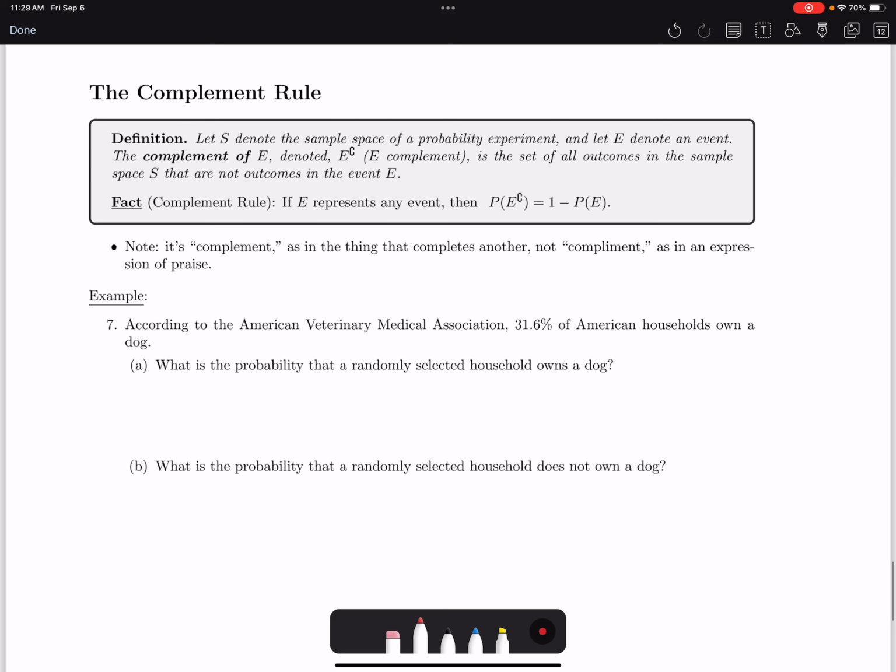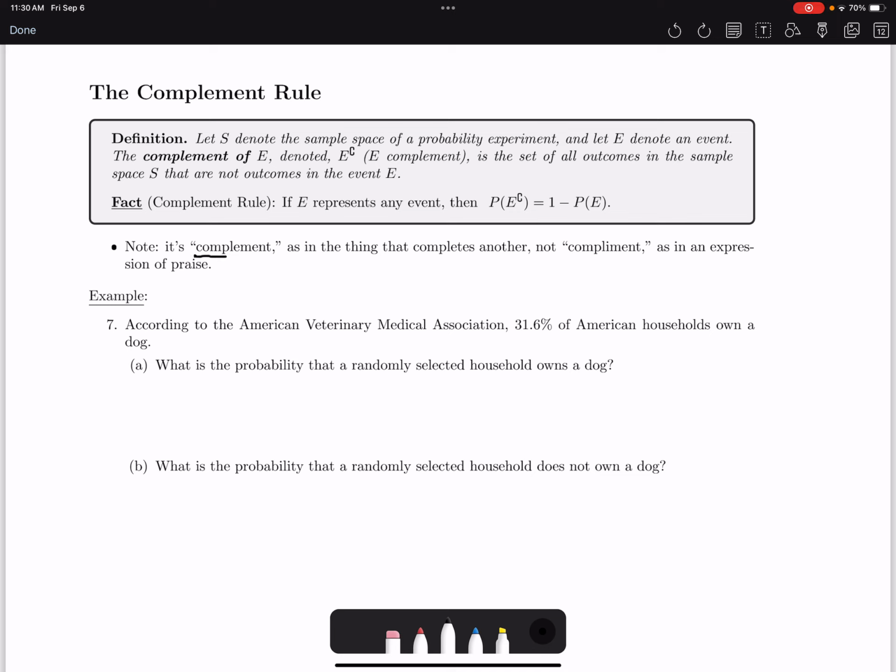Okay, one more topic in this section really quick is the complement rule. Let's say that S is your sample space, as usual, and let's say that E is some event in your sample space. The complement of E is denoted by this E to the C power looking thing, but we read that E complement. It's the set of all outcomes in the sample space that are not outcomes in the event E. So that's what we mean by complement.